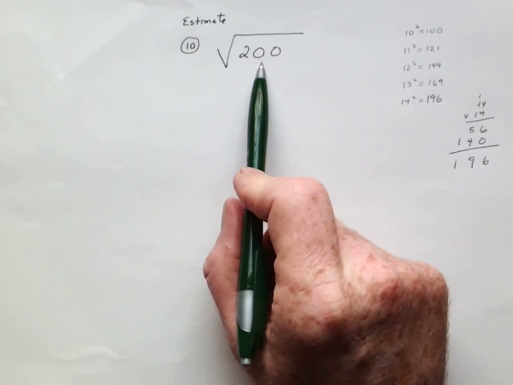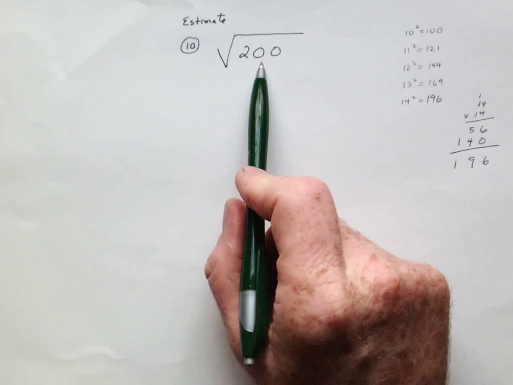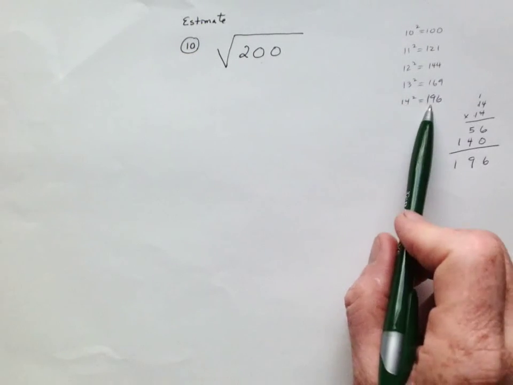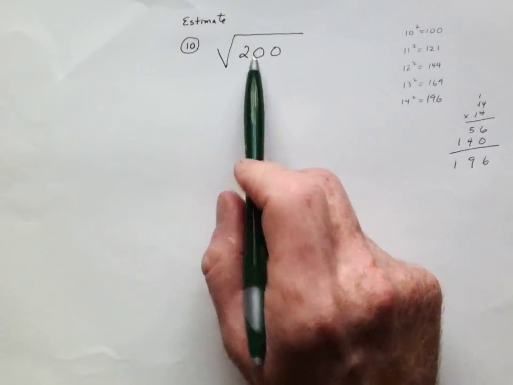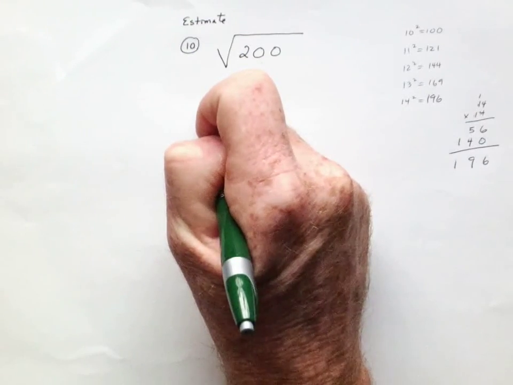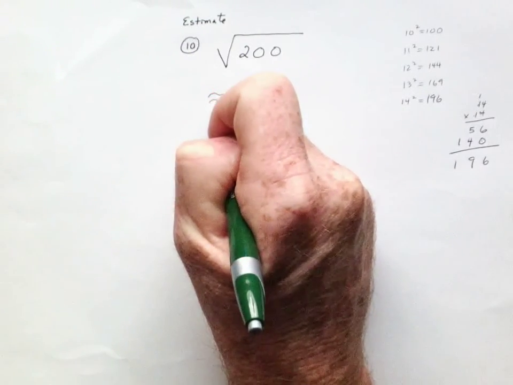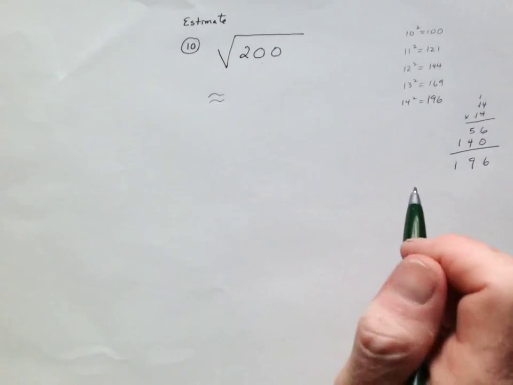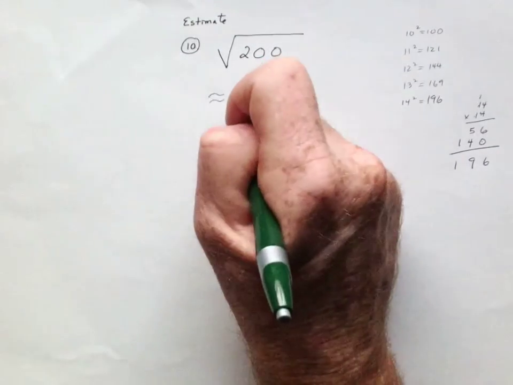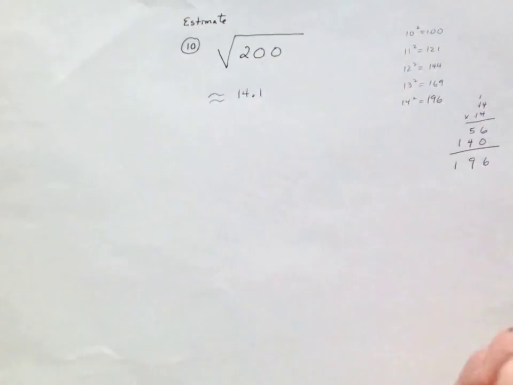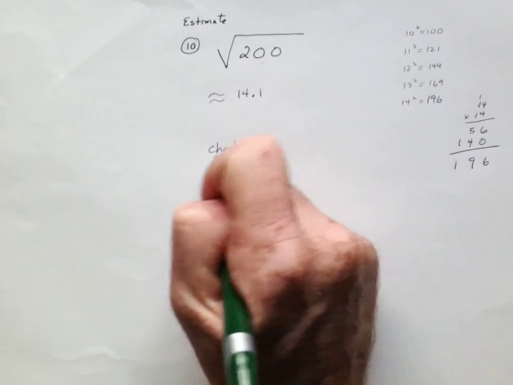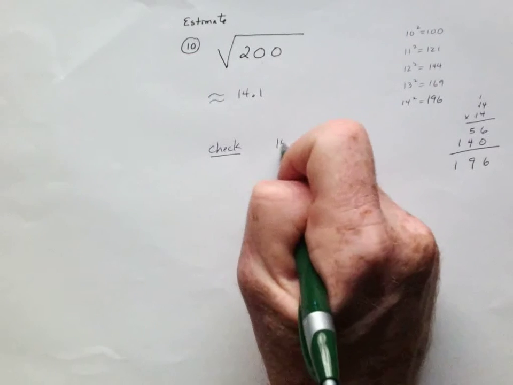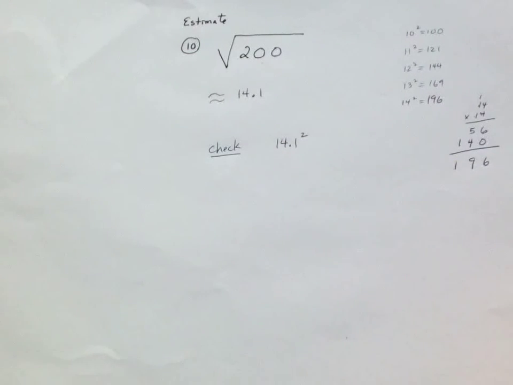So then I could say, all right, the answer has to be a little bit bigger than 14, and only a little bit bigger than 14, because this almost made it to the 200. So I would say, I think the answer is approximately, and for approximately you put a little wavy equals, not to say it equals, but it's approximately equal to 14.1. And then you could check your answer. With square roots, you can always check your answer by taking your answer and squaring it and seeing what it equals. See if it's close to 200.